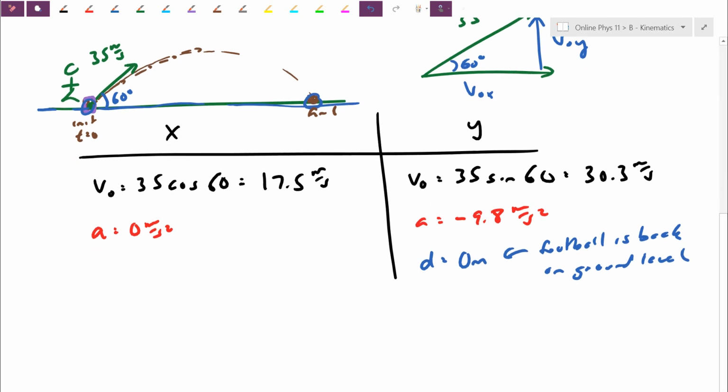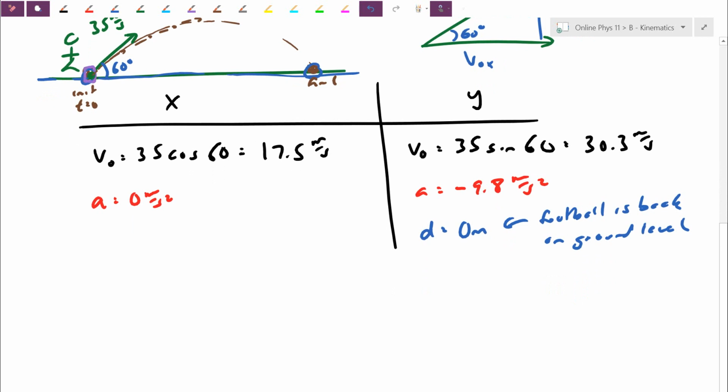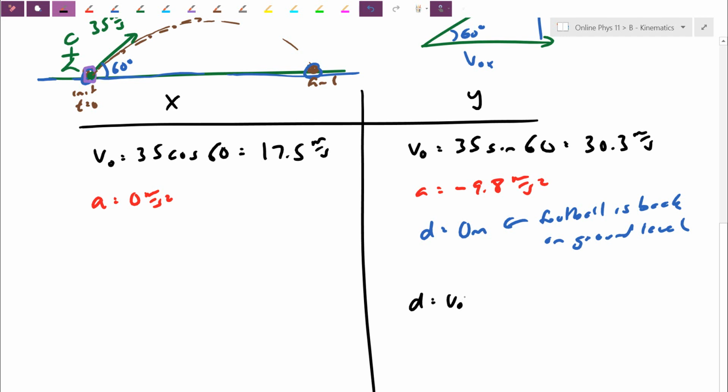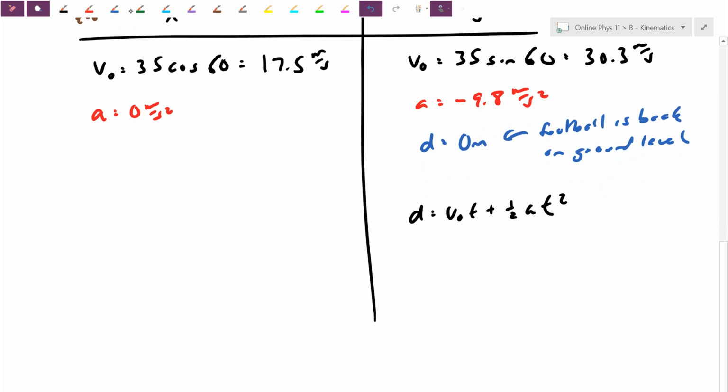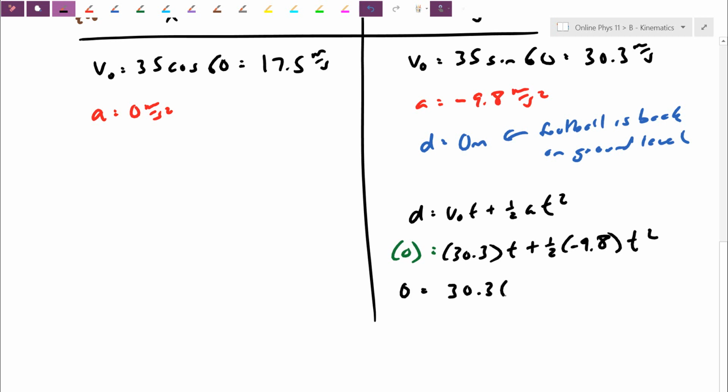So in this problem here, it looks like I know more things on the y side. So just like we did yesterday, let's go through our formula. D is equal to v naught t plus 1/2 at squared. So our displacement, I'm no higher or lower than where I started, so that's going to be 0. My initial velocity, I'm not going to use the 35. I'm going to use just the 30.3 because that part there is vertical. I don't know the time, plus 1/2 negative 9.8 times t squared. Let's clean this up a bit here. 0 is 30.3t minus 4.9t squared.